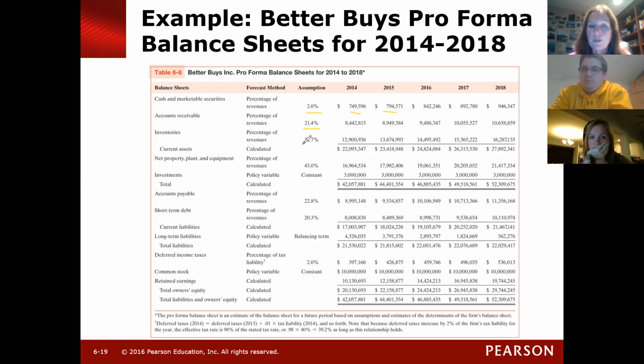Same with your inventories. Look and see what your inventories have been as a percentage of revenue, and either take an average, or if there's a trend, up it a little bit, and look at those numbers through time. That gets you to your current assets, your net property, plant, and equipment. Again, why do we have capital assets? We have them to grow our revenues. So we're looking at it as a percentage of revenues.